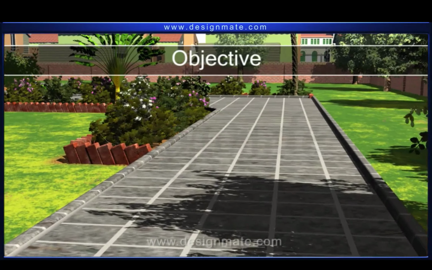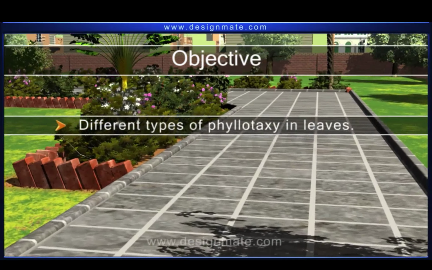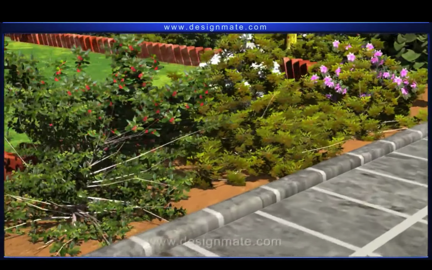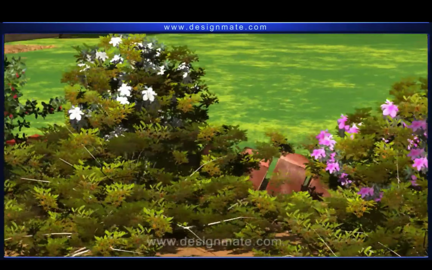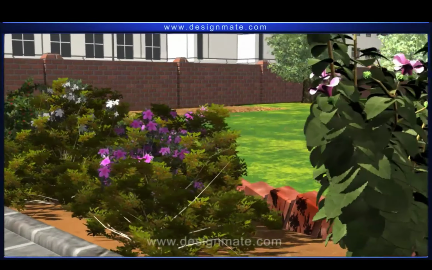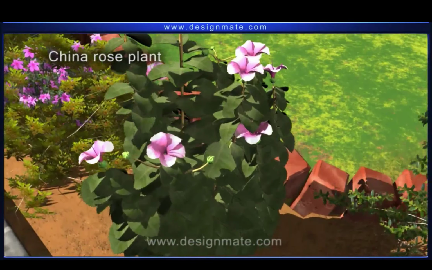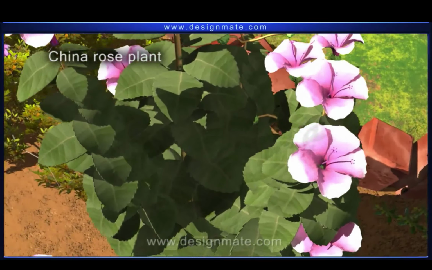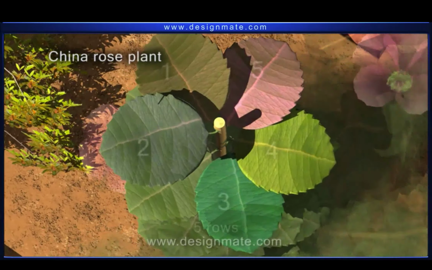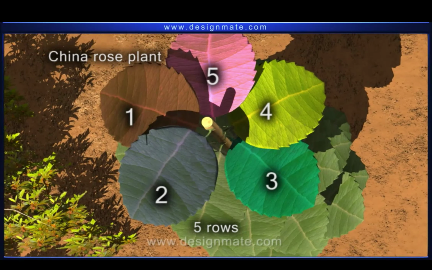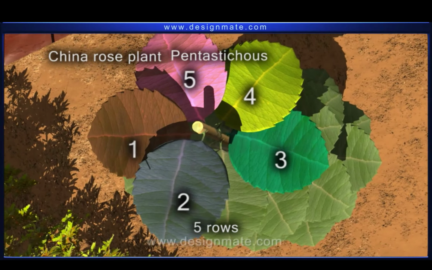Objective: to learn about different types of phyllotaxy in leaves. A large variety of plants are present around us. In a China rose plant, we can see that leaves are arranged in 5 rows. Hence it is known as pentasticus.